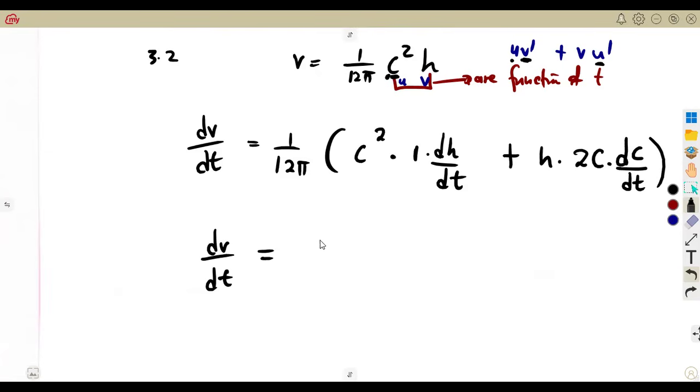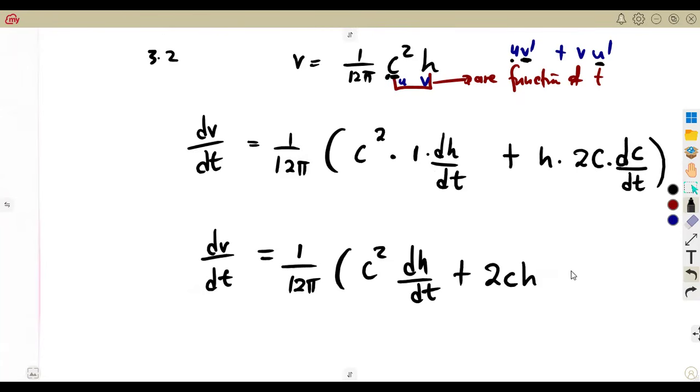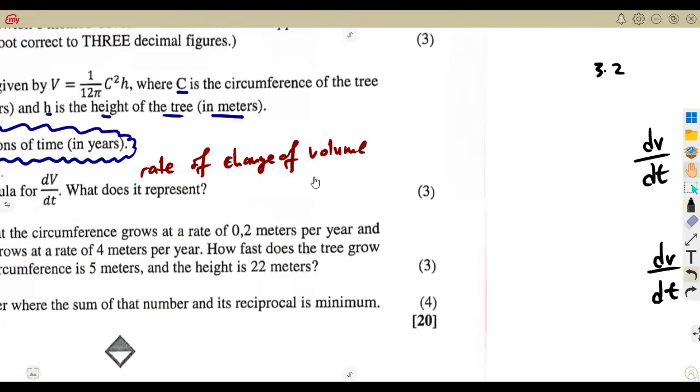So you can just try to simplify this. It's going to be 1 over 12 pi into c squared dh dt plus, if you multiply h times 2c, it's going to be 2ch or 2hc, whatever you want there, times dc dt. So we have the derivative of the volume with respect to time, where c and h are functions which are also having that same time.